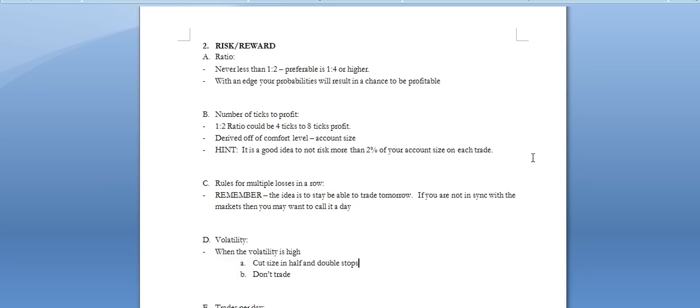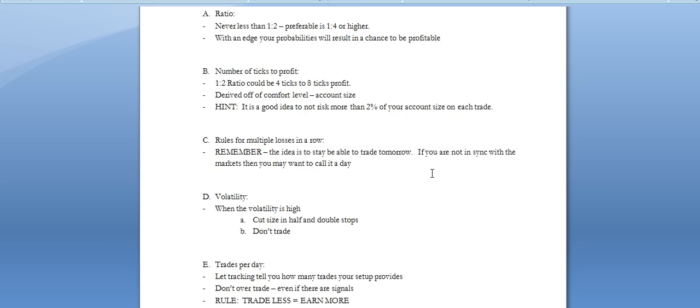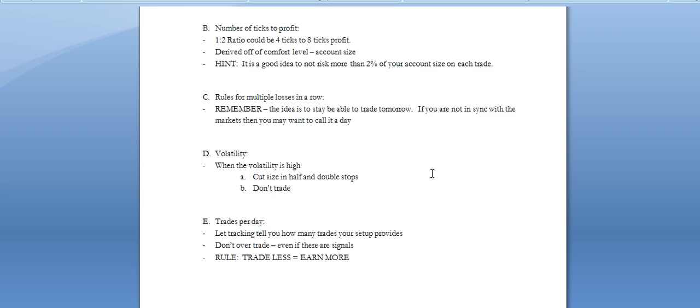So let's review this real quick. Risk-reward ratio: we'd like to see a 1 to 2 risk-reward ratio, preferably a 1 to 4 or higher. Identify your number of ticks to profit based on your comfort level, but most importantly your account size. Do not risk more than 2% of your account size on each trade. Have a rule for multiple losses. 2 is a good idea. 3 is the max. Volatility: what are you going to do during volatile times in the market? Have your plan for that, and of course, how many trades are you going to take per day.